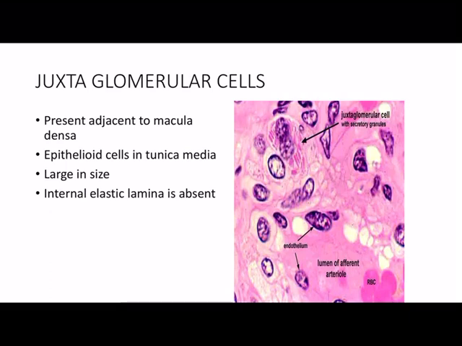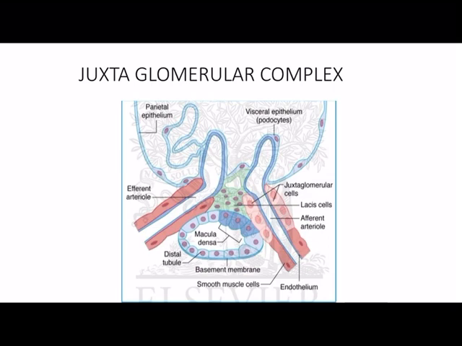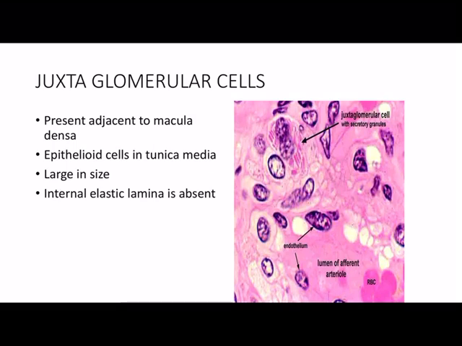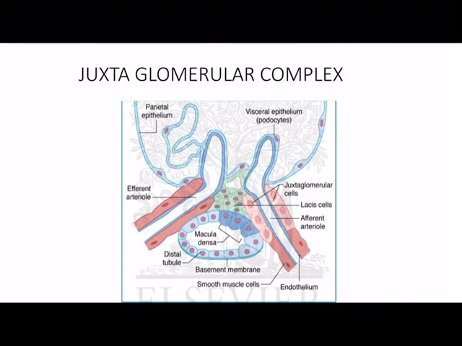These are the epithelioid cells in the tunica media. They are larger in size and the internal elastic lamina is absent. Look here: the juxtaglomerular cells lie near your afferent arteriole. That's why it's important to remember that they are epithelioid cells in the tunica media of your afferent arteriole. Now you have your extraglomerular mesangial cells, which are your Lacis cells. They structurally resemble intraglomerular cells, and their function is not clear.